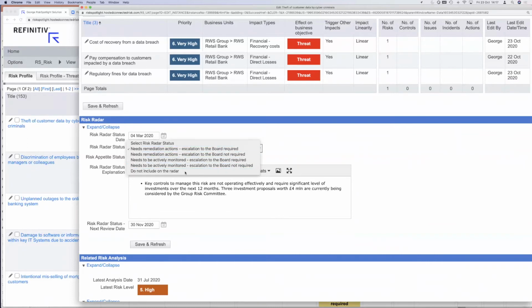So the options we've given are that this risk needs remediation action and there is an escalation to the board required, or it needs remediation action, but we don't need to escalate it to the board. We can manage it at the business unit level. Or there will be risks where you need to actively monitor and we will escalate it to the board. Or you have risks which need to be actively monitored, but at the BU level, they will not get escalated to the board. And then a lot of your risks, which are not that important, you don't want to worry about, will be marked as do not include on the radar.